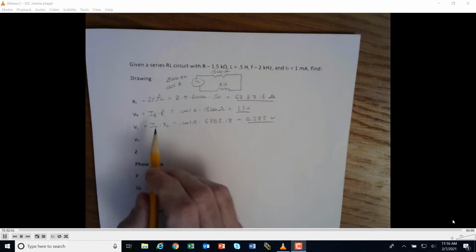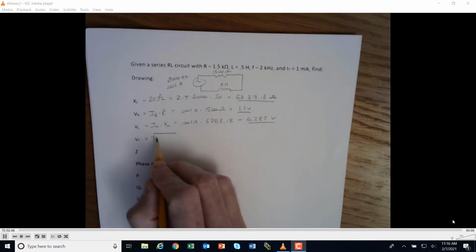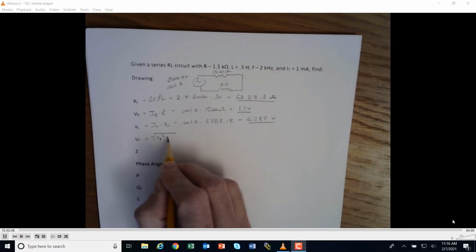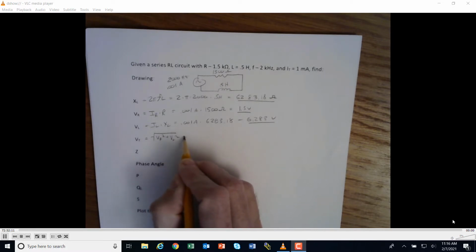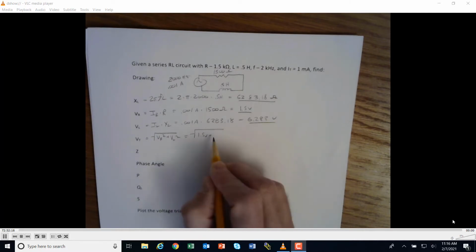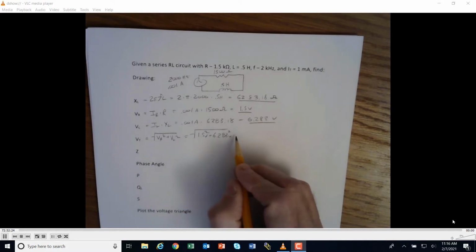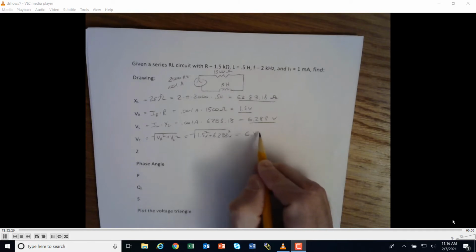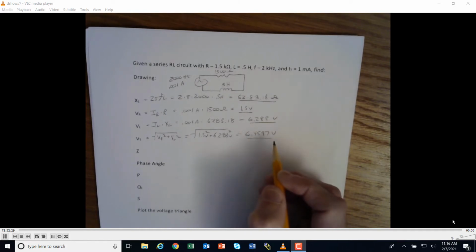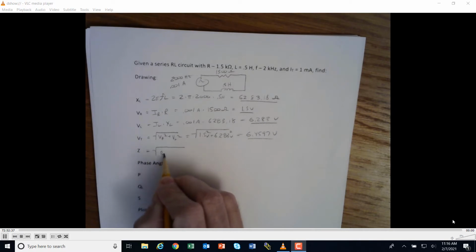And then I'm going to get my voltage total. And so we have some, I guess, imaginary voltage and some real voltage drops there. And there's going to be the square root of my voltage of my resistor squared plus the voltage of my inductor squared, which is going to give us 1.5 volts plus 6.283 volts. Remember, these are squared. And if I square those and add it, and take the square root, I get 6.4597 volts. Okay.